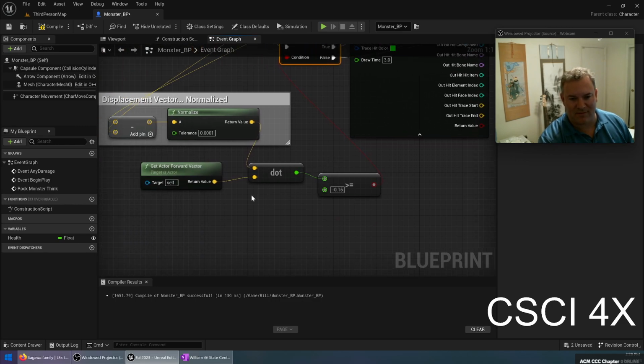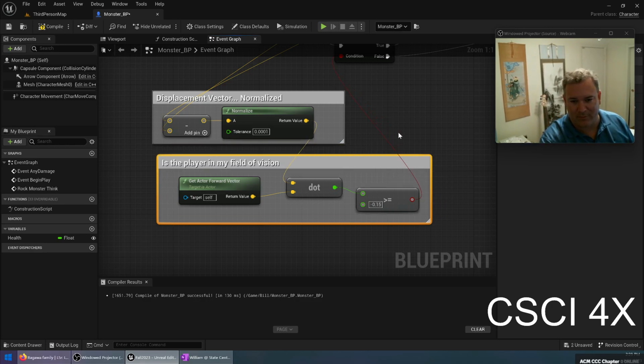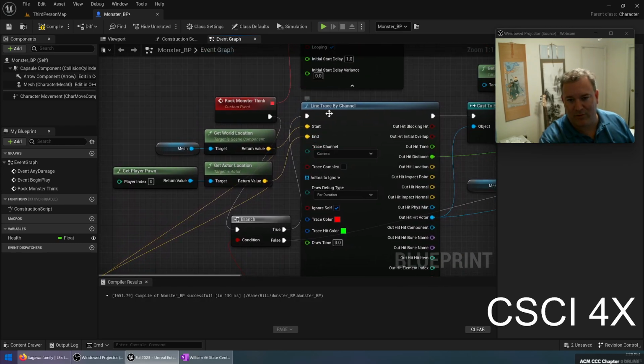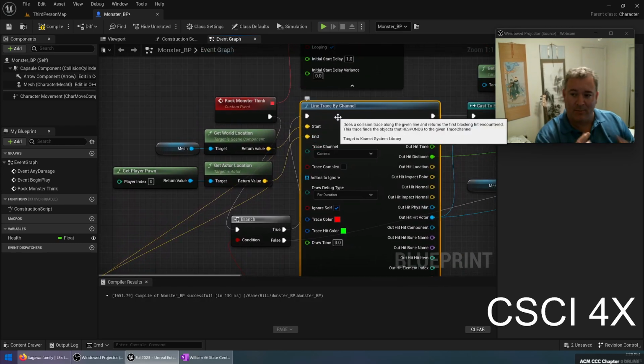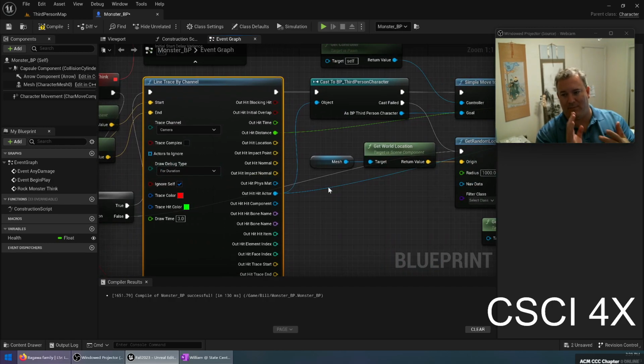So this code here is saying, is the player in my field of vision? In other words, is it within a certain angle of my forward vector, the direction I'm looking? If it is, then we'll do a line trace. We'll shoot a ray between me and the player, and if it hits a wall, it can't see him. If we hit the player, then we chase him. So we need the player to be in our field of view and have no walls between us.